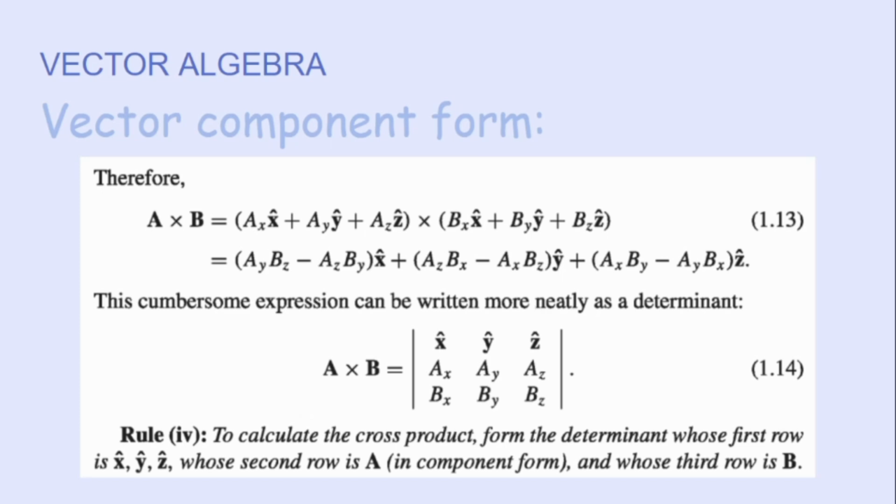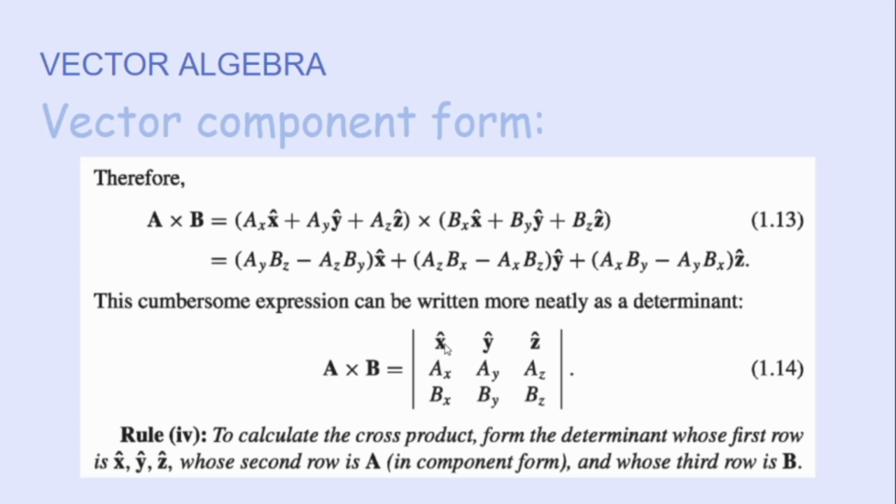Now A cross B is taken in this form, as I have explained before in the cross product section. This is rule number 4. If we take the cross product in this form, it will be very difficult. So we will take it in this form, the determinant form.